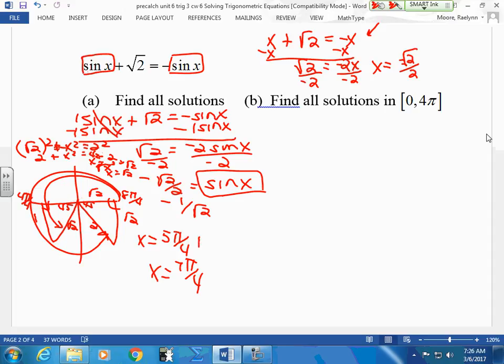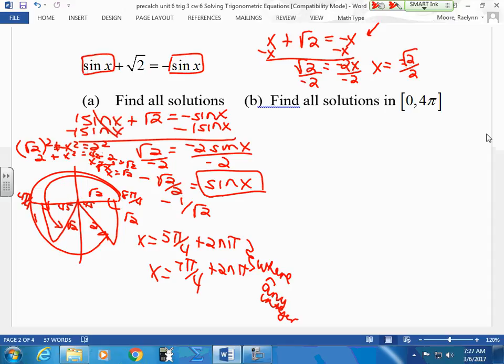So I say plus 2n pi, where n is any integer. Agree? Where n is any integer. Okay, so that solves all solutions.